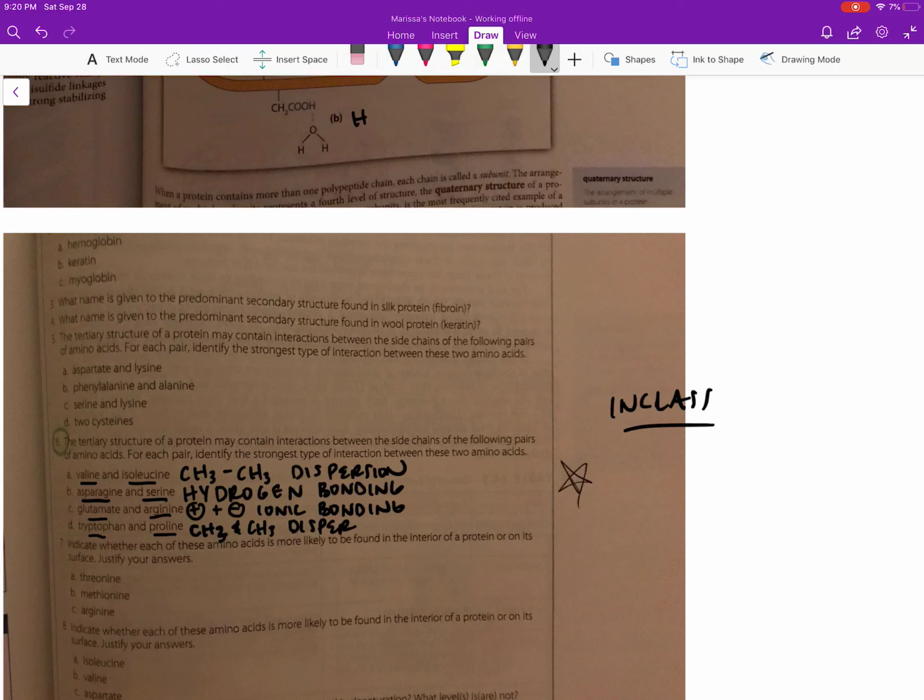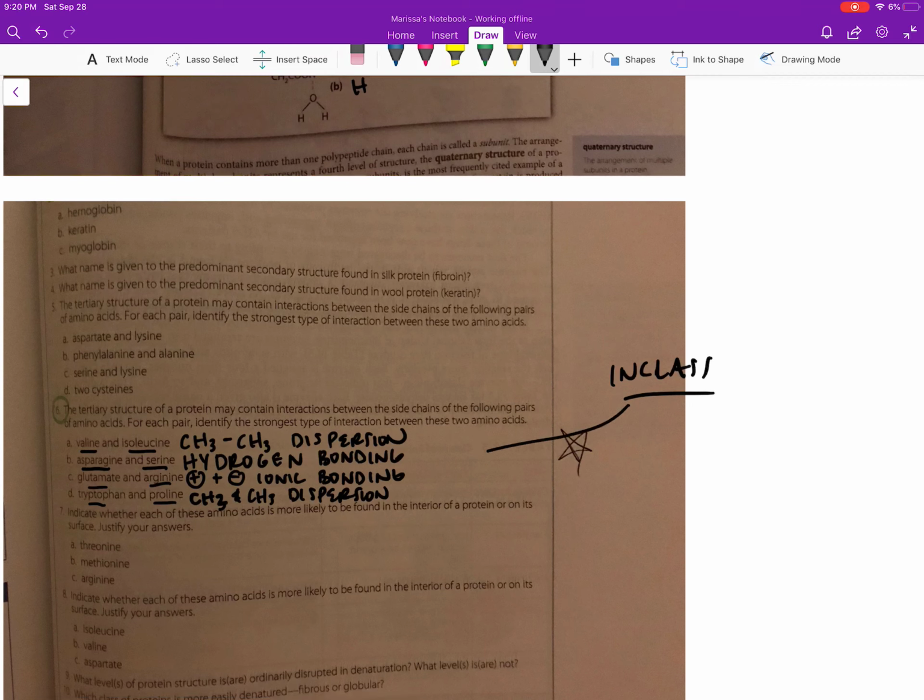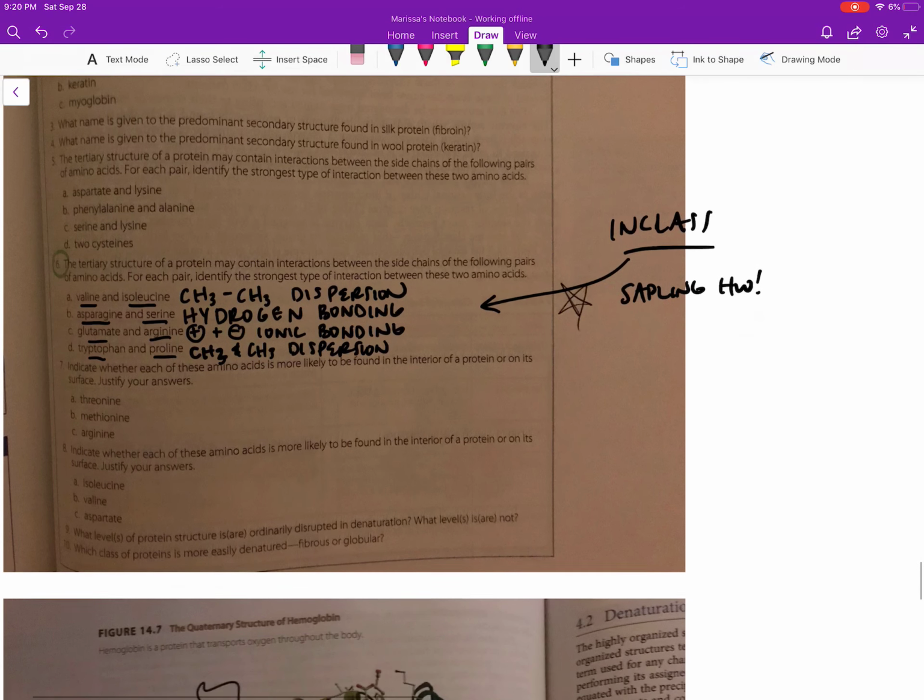So the only example we didn't see of that tertiary stabilization is the disulfide bridging, but that's only between two cysteine residues. So the only time you would see it is if you had two cysteine residues. So Sapling is going to have questions on this, but having that amino acid table is going to be helpful because you'll be able to quickly reference what the amino acids are.